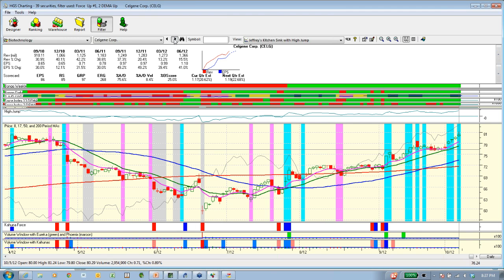Celgene, as I mentioned, is one of my favorites, and you could see why after pulling back to, I believe, 58 intraday, give or take, back here. Let's see what it was. I remember this day well. 58.53, closed at $80.29. Probably is worth $85 to $90 a share. It's got earnings per share growth.